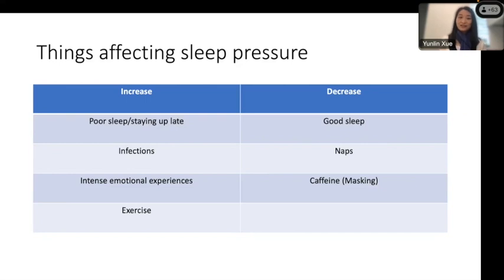So the things that increase sleep pressure are things like staying up late. If you have an infection, you tend to feel more tired. If you have really intense emotional experiences, you can feel more tired afterwards. And if you exercise a lot, you can feel more tired. Things that decrease it are things like good sleep, taking naps, but again, temporarily, and it might actually shift your sleep cycle. And also caffeine, for example, can mask the sleep debt temporarily.